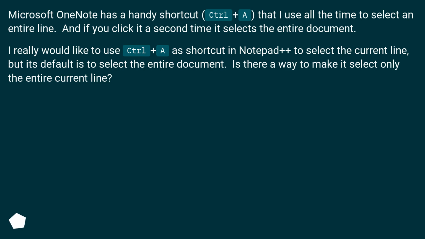I really would like to use Ctrl+A as a shortcut in Notepad++ to select the current line, but its default is to select the entire document. Is there a way to make it select only the entire current line?